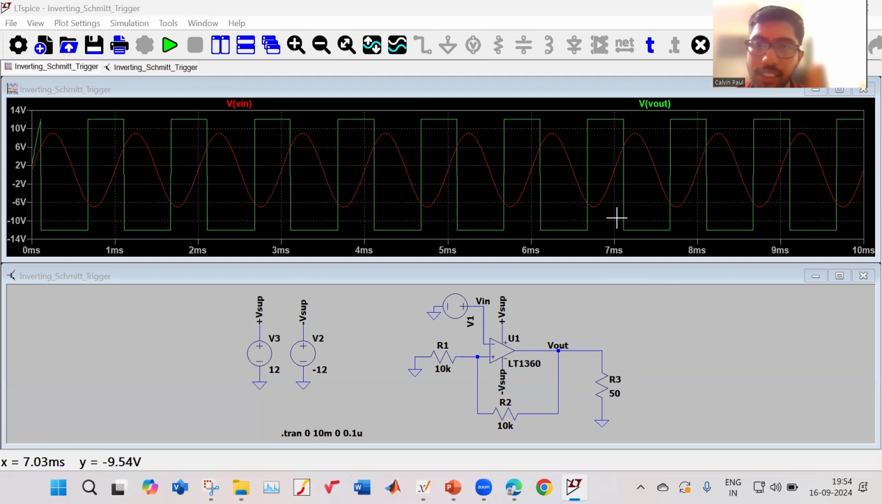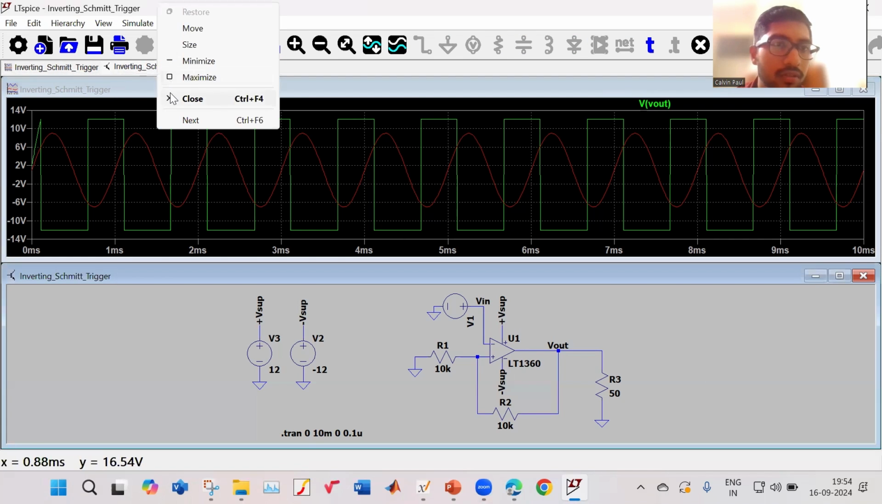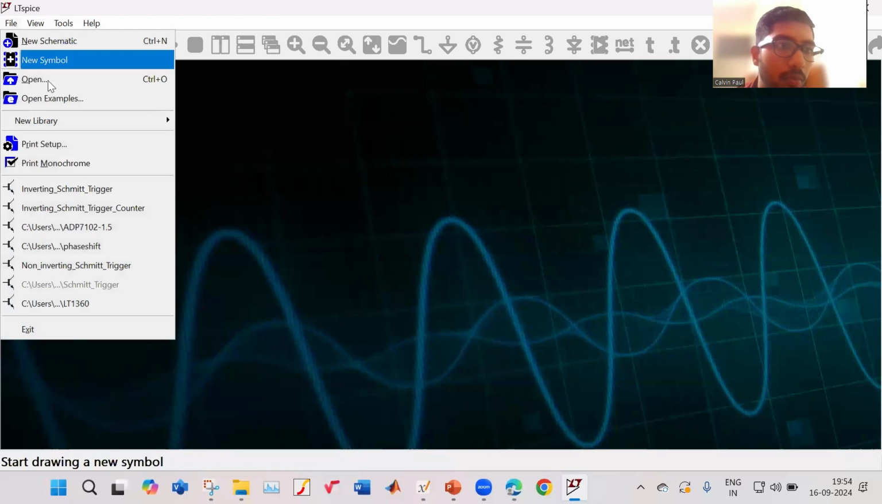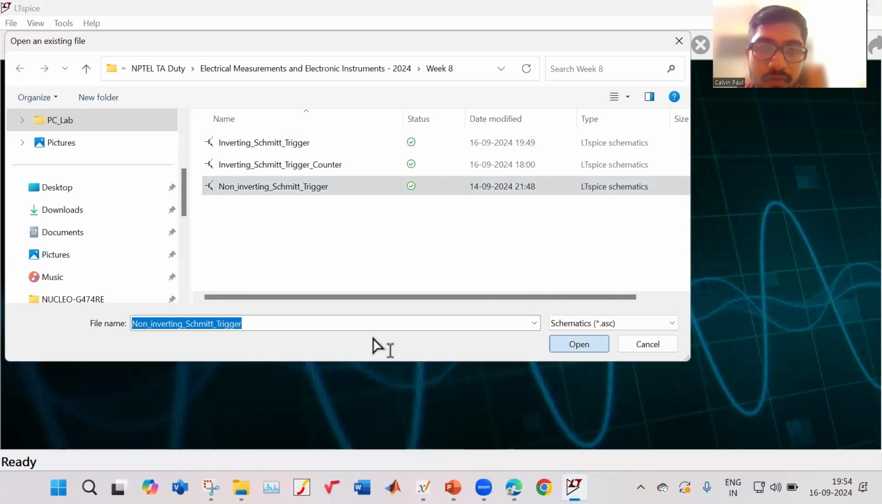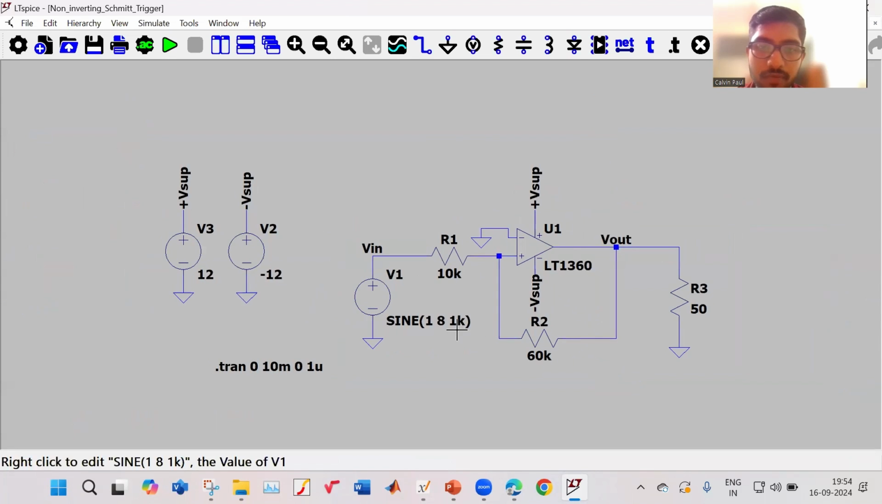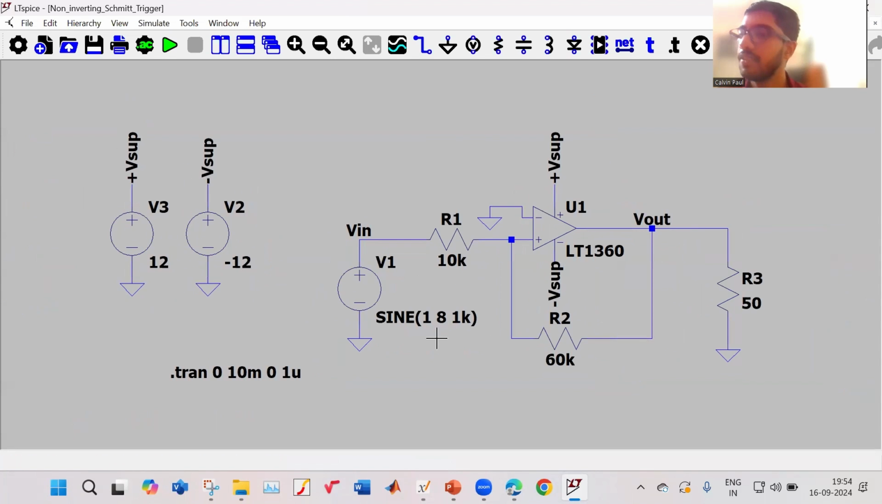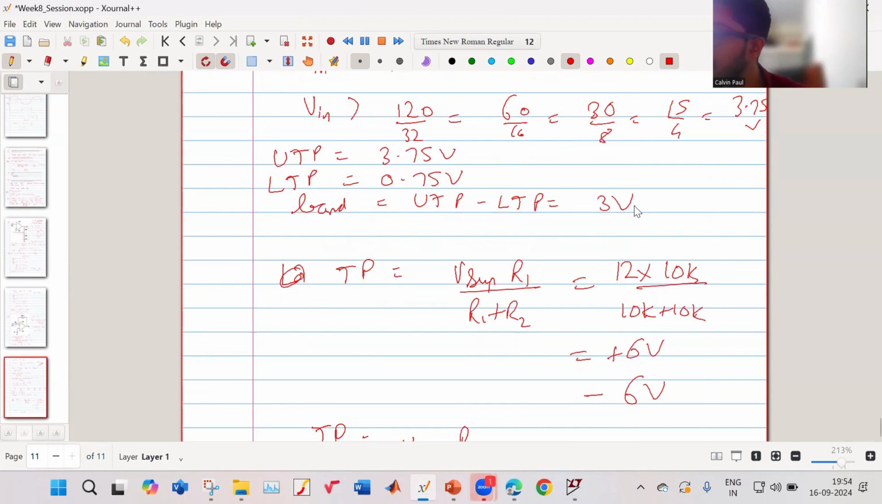So this is for the inverting Schmitt trigger. Let me show the non-inverting Schmitt trigger. So this is my non-inverting Schmitt trigger. For the non-inverting Schmitt trigger, the trigger point is V supply into R1 by R2.